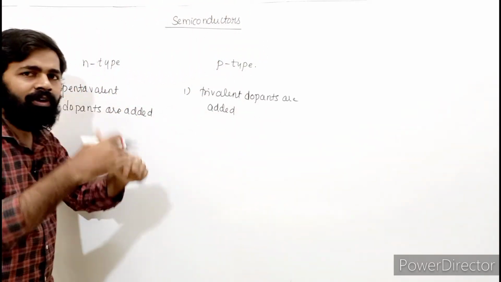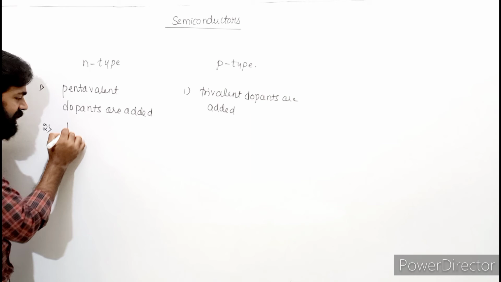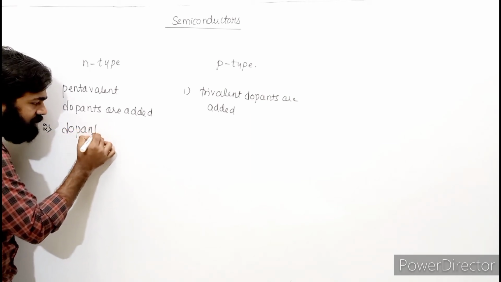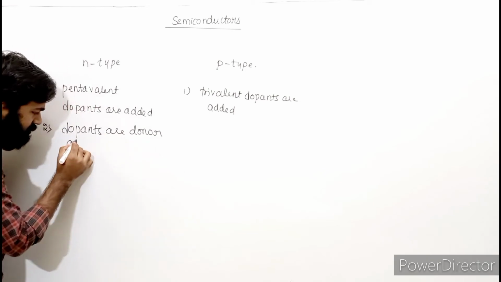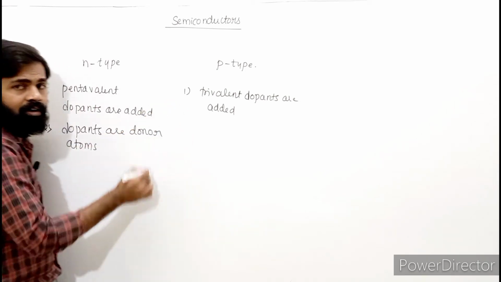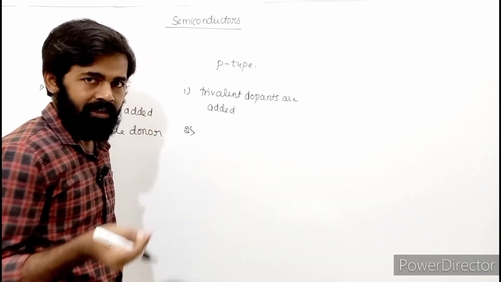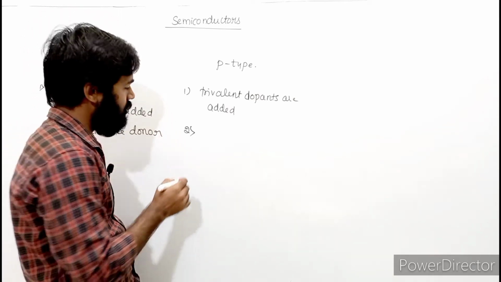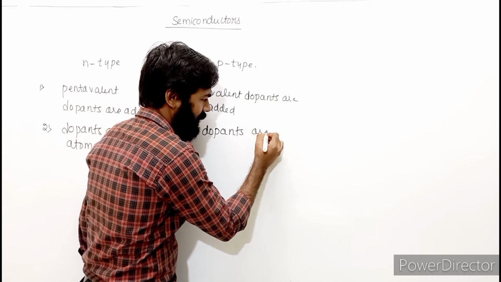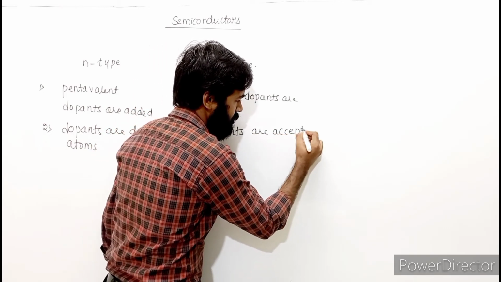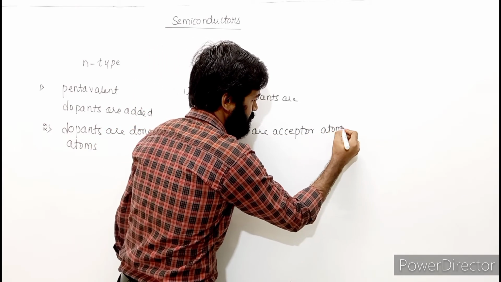Here they are donating one extra electron, so I can write dopants are donor atoms. What about here? Dopants are acceptor atoms because they were ready to accept one electron. They are acceptor atoms.